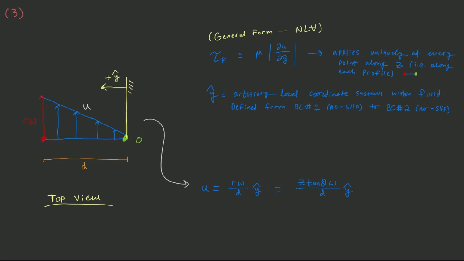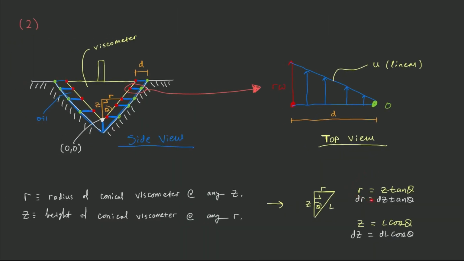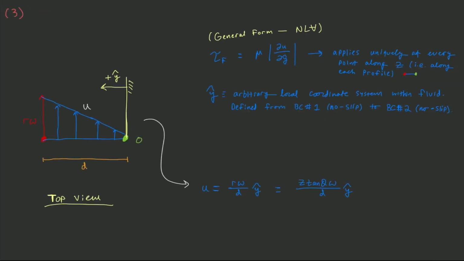If we plug in y hat equal to d, the full length of the profile, then we get r omega over d times d, the d's cancel, and u is equal to r omega, which it should be because of the no slip condition. Now we can play a game because we know that r is equal to z tangent theta from our geometric analysis. So we can plug z tangent theta in for r, and we get z tangent theta omega over d times y hat. This is the velocity profile for any given profile in our oil.